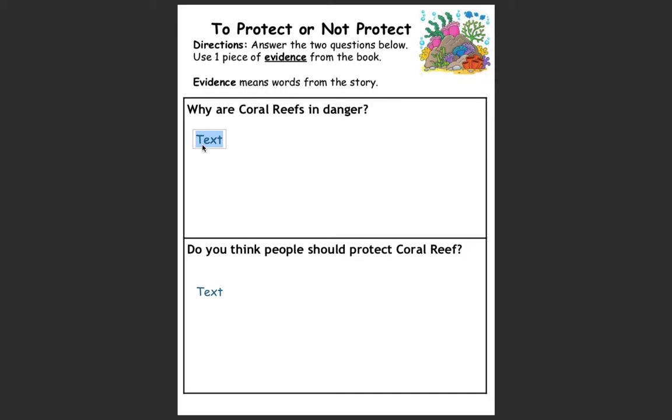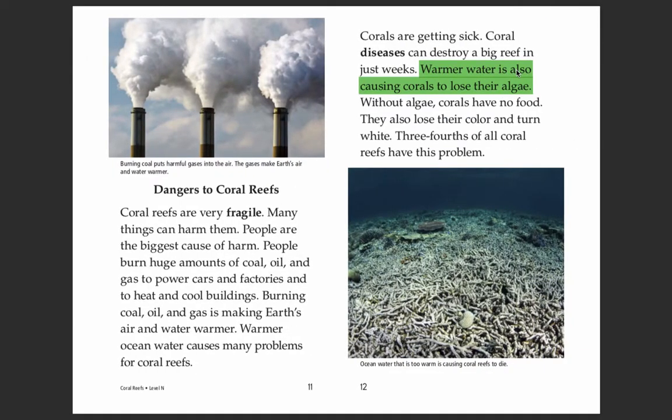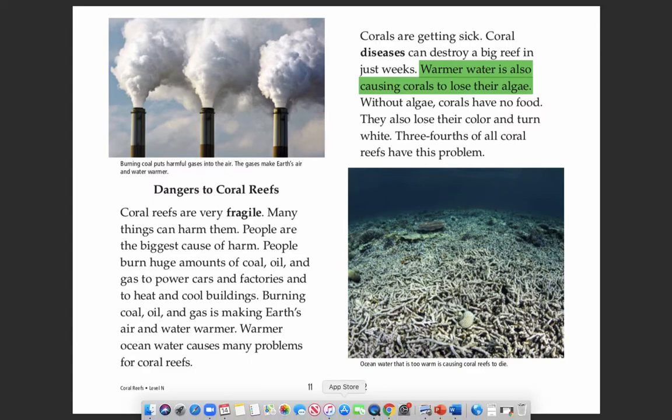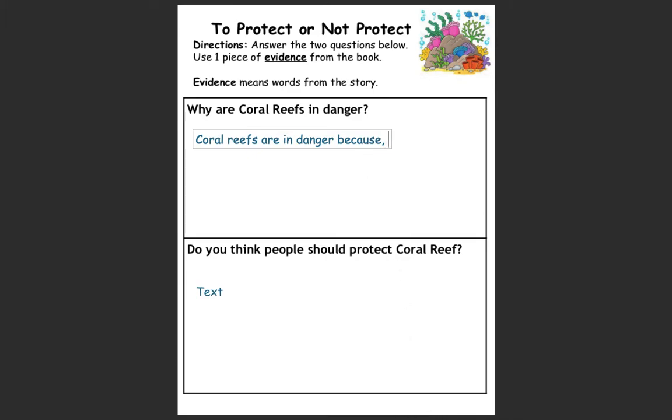So it says, why are coral reefs in danger? I am going to start my sentence like this. Coral reefs are in danger because, and you can start your sentence just like that as well. And now I'm going to go back and remember, because now that I've been talking a little bit, I totally forgot what my piece of evidence is, which is okay. Coral reefs are in danger because, going back to my story, warm water is causing corals to lose their algae. I'm going to type that bad boy into my assignment.